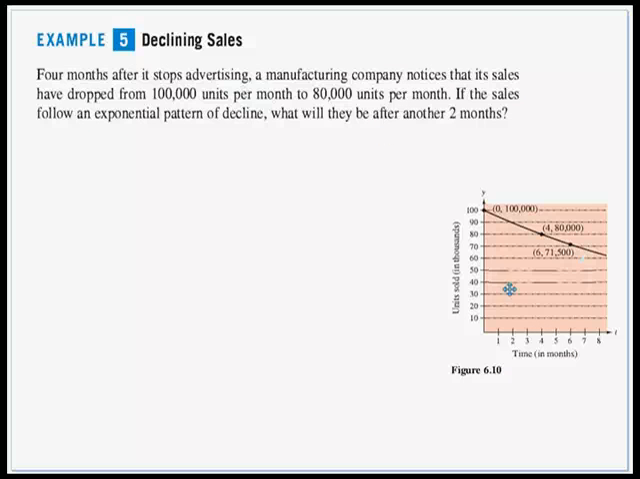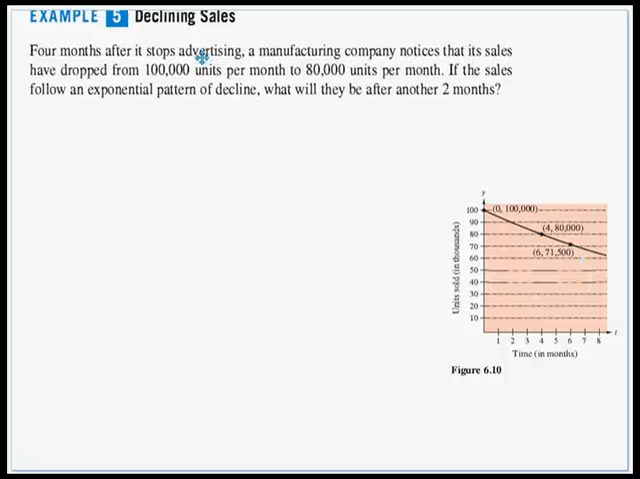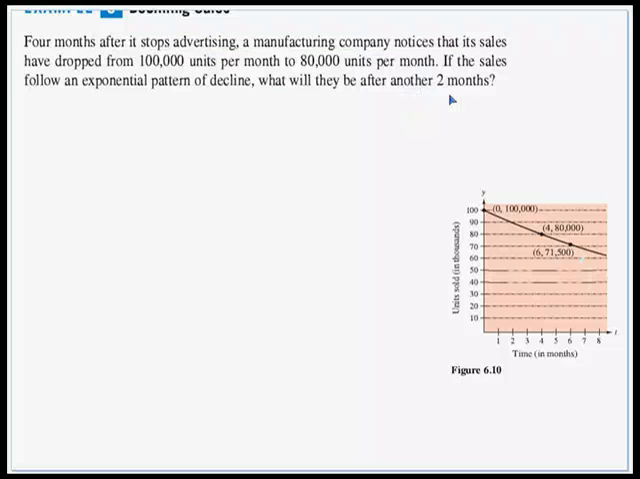Okay, and example 5 is a business world model. 4 months after it stops advertising, a manufacturing company notices that its sales have dropped from 100,000 units a month to 80,000 units per month. If the sales follow an exponential pattern of decline, what will the sales figure be after another 2 months?